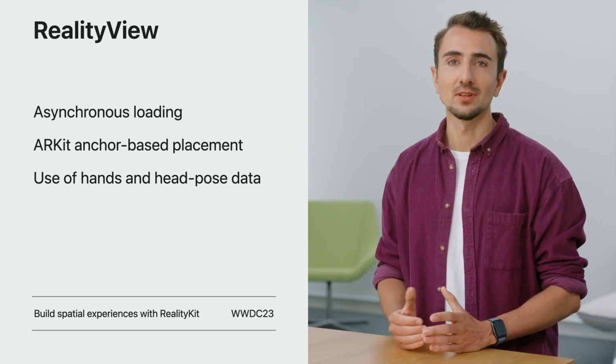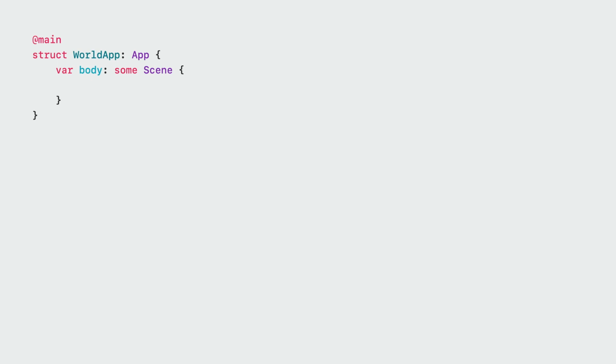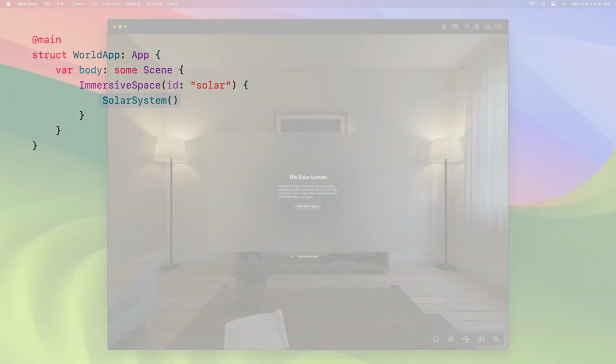Now let's write some code. We're going to use the World app, or at least a simplified version of it, and add an immersive solar system to it step by step. We start by defining an immersive space. Similarly to window group, you can assign an identifier, a value type, or both. In this case, we assigned a solar identifier. We will use this identifier later to open the space. We then place a solar system view into the space.